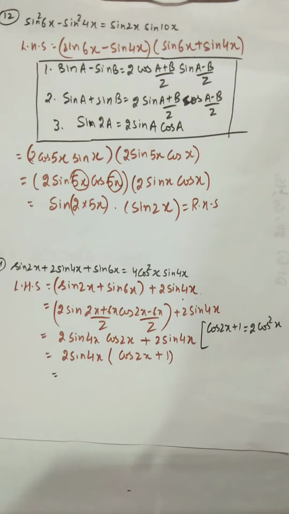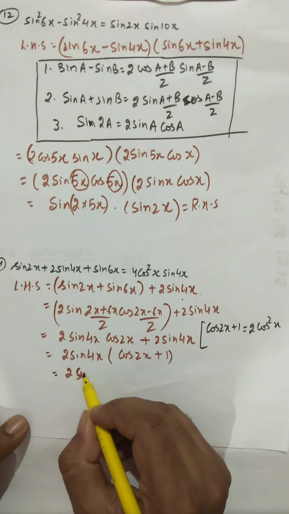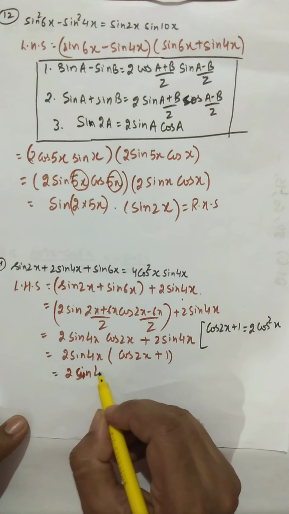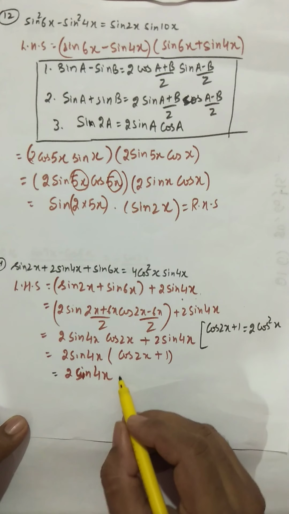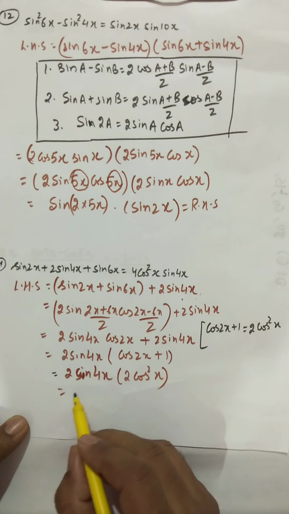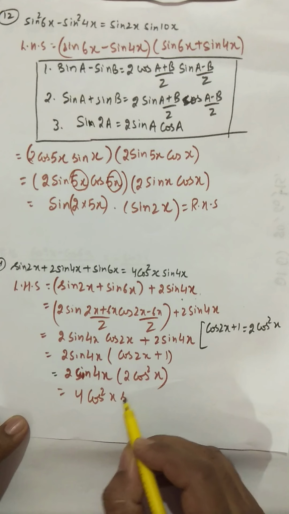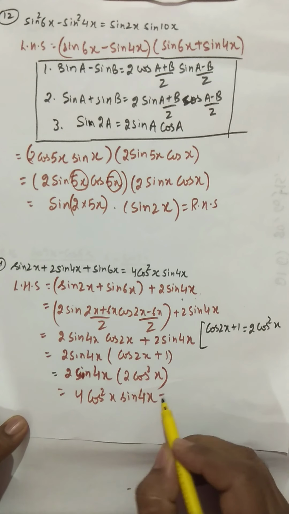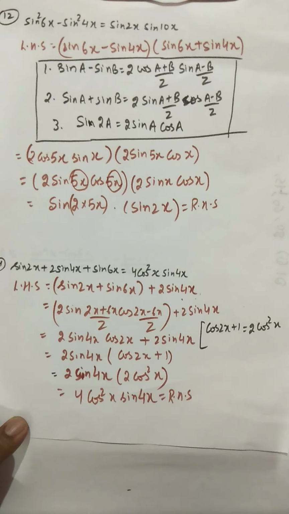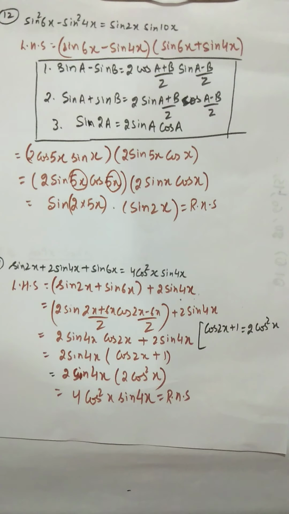This is 2 sine 4x, and this is going to be 2 cos square x. So this is your 4 cos square x sine 4x. So this is your RHS. So again, you see, if you know the formula, this question can be solved easily.